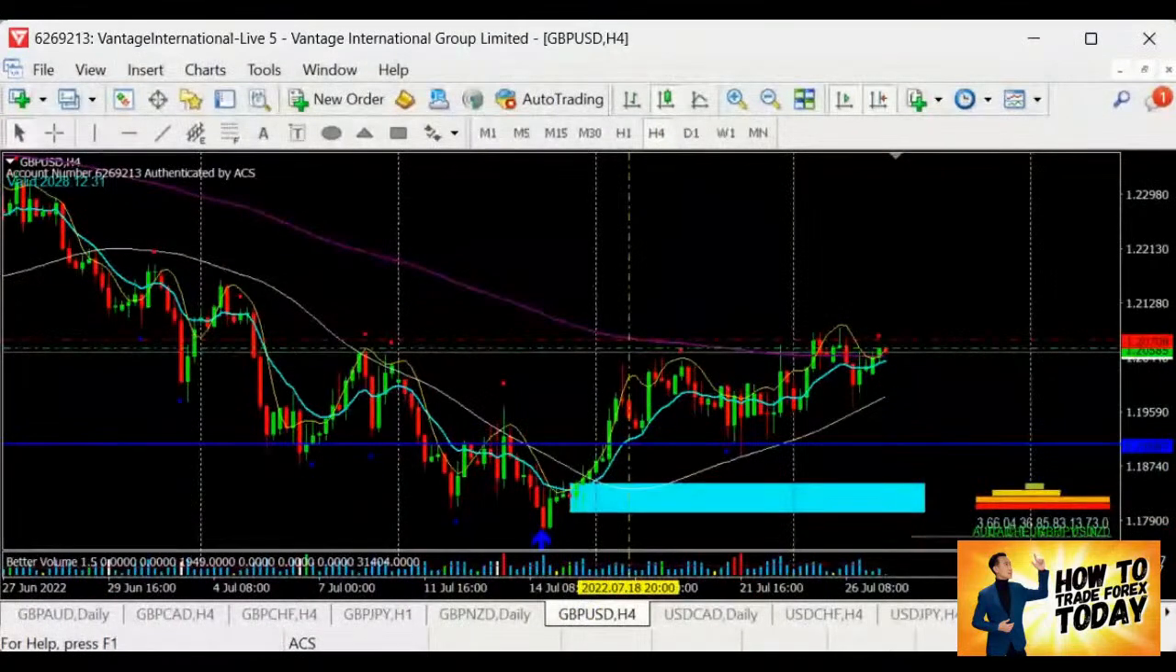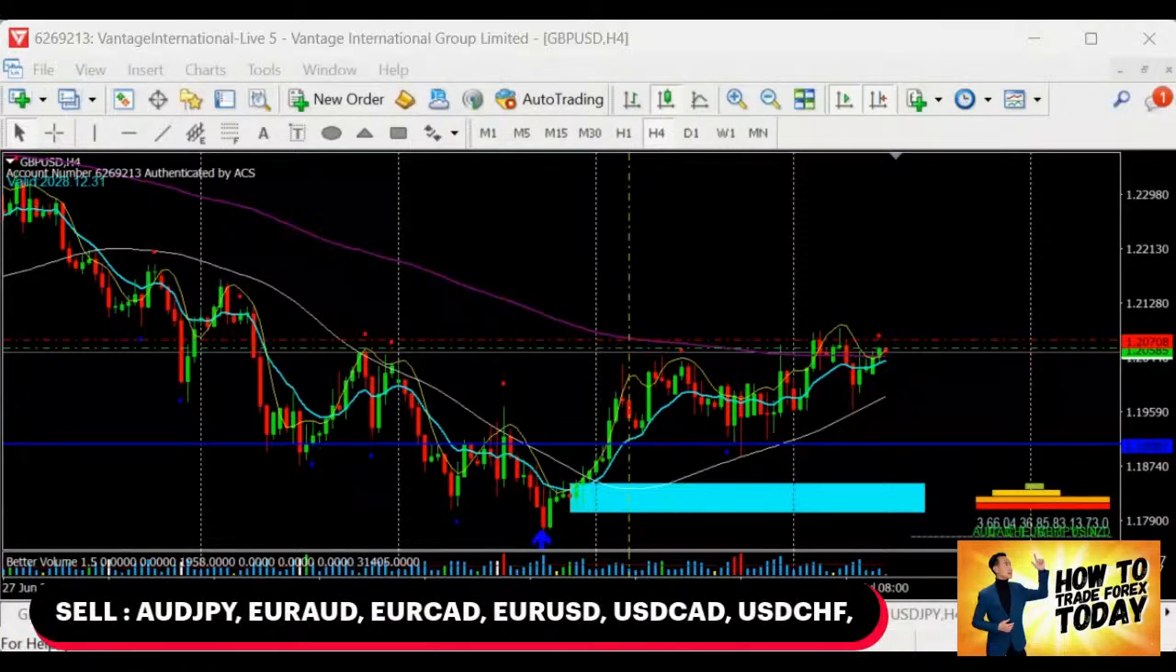Let me sum it up and flash it out so that everybody can see. Right now, what do we have here? We have Aussie yen, Euro Aussie, EURCAD, Euro dollar, dollar CAD, and dollar franc. We are all looking out for selling for all these.